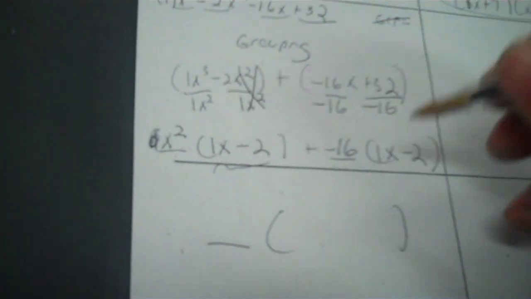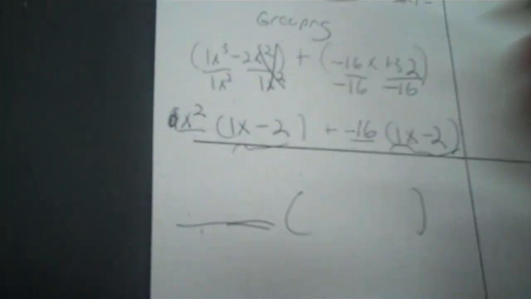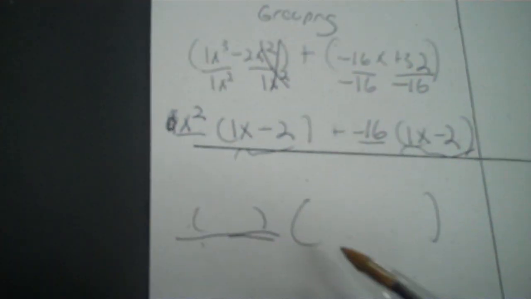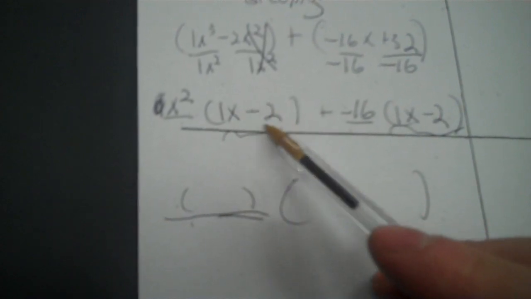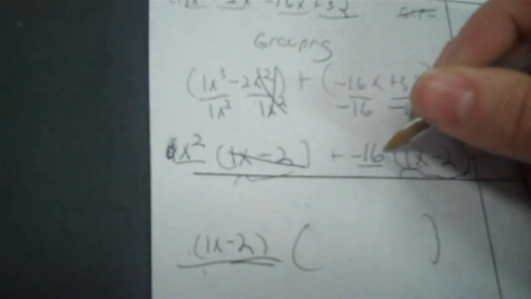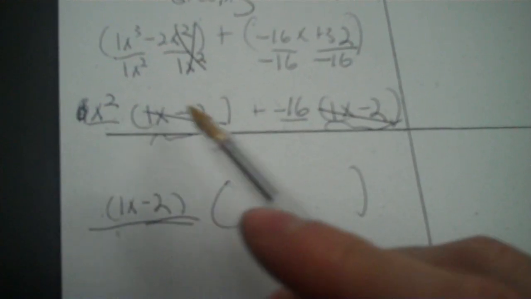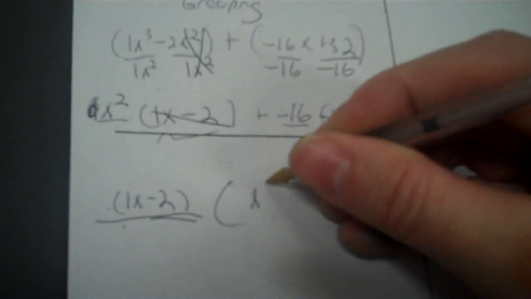Okay, now look at your 2 parentheses. They're exactly the same. And by the way, make that a longer line with a smaller parentheses. So in that smaller parentheses, you're going to put 1x minus 2. Okay, then in the larger parentheses, I put my outside factors together. x to the second minus 16. Now, there's no power on that one, so that one is part of my final factorization.